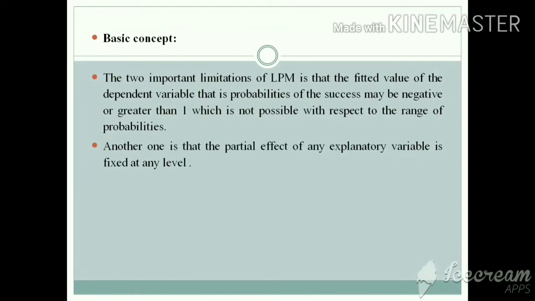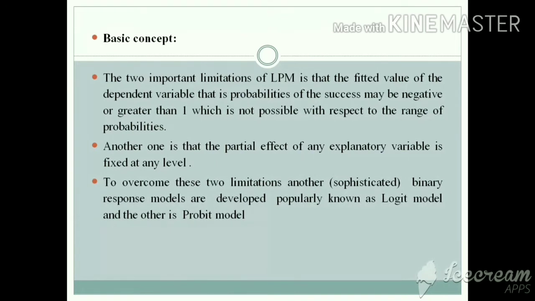Similarly, we know heteroscedasticity exists and non-normality exists. These are other kinds of problems associated with the linear probability model. And just to overcome these limitations, sophisticated binary response models have been developed. This is popularly known as the Logit model. Another one is also developed, known as the Probit model. These Logit and Probit models are very popular among researchers. In this video I am trying to explain the Logit model first.